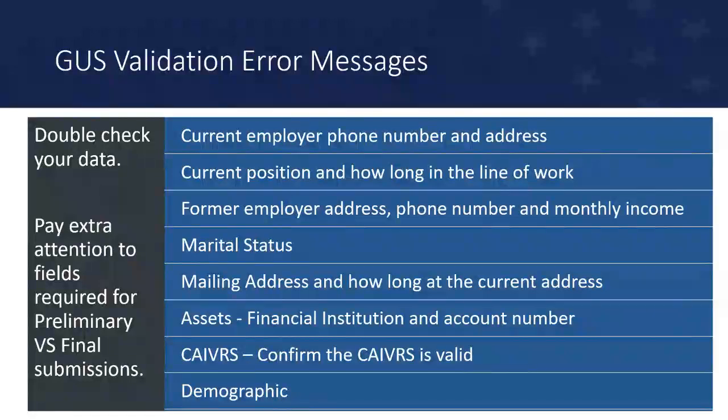So some common things that would cause a validation error are listed on this slide. When you receive a validation error, you're going to want to double check your data and pay extra attention to fields required for preliminary versus final submissions. If the field is required for final but not yet filled in, you will get a validation error on the final submission. Errors must be corrected in order to successfully submit a file for final submission.